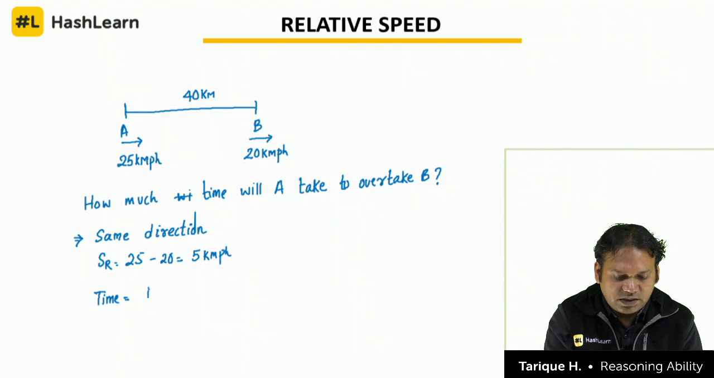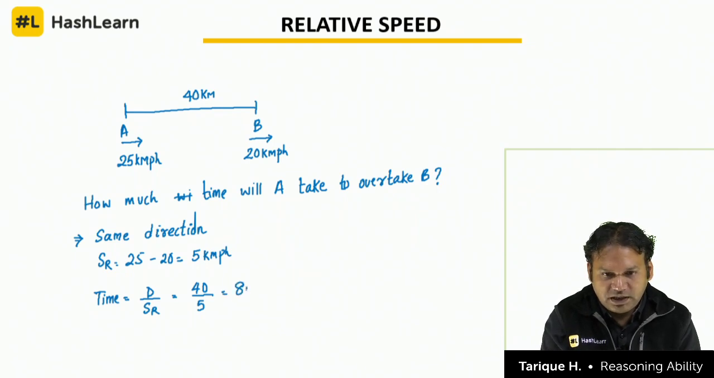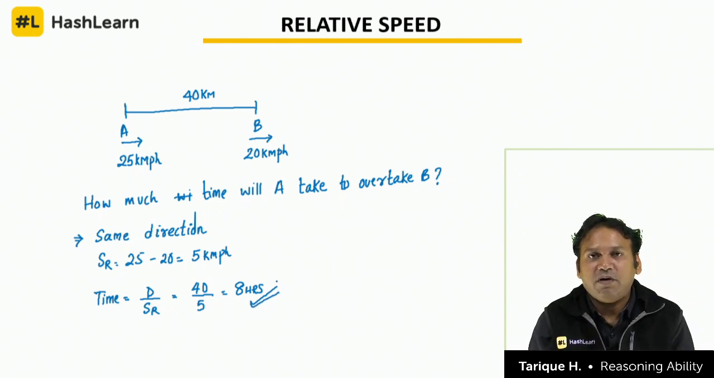So how much time will it take? Time is equal to distance divided by relative speed. So the distance between the objects is 40, relative speed is 5. So how much time does it take? 8 hours. So A will catch B after 8 hours. This is how we apply the concept of relative speed.